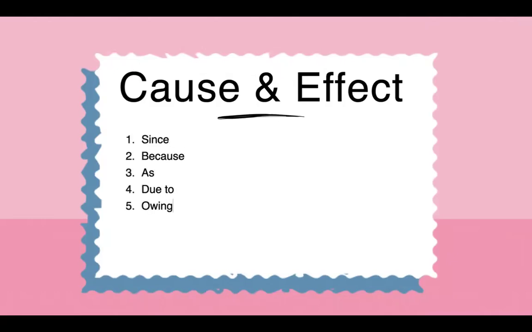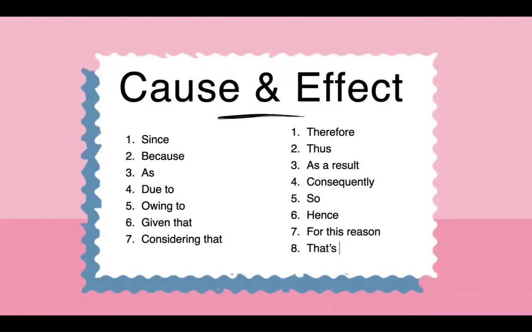connectors. So if you want to show the cause, then you will use words like since, because, as, due to, owing to, given that, considering that. And when you want to show the effect of it, then you will say therefore, thus, as a result, consequently, so, hence, for this reason, and that is why.